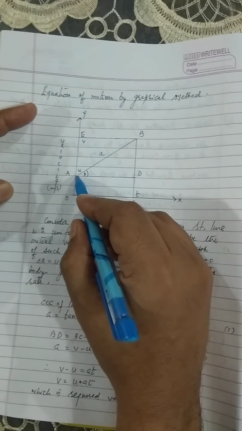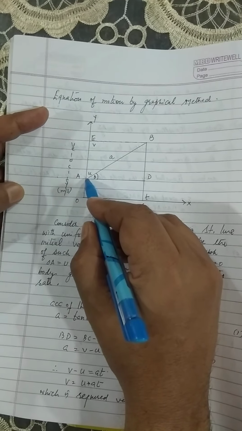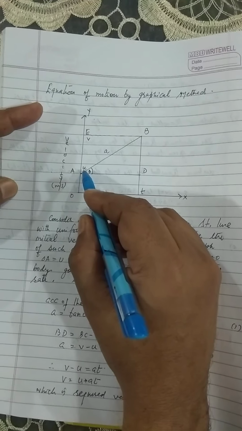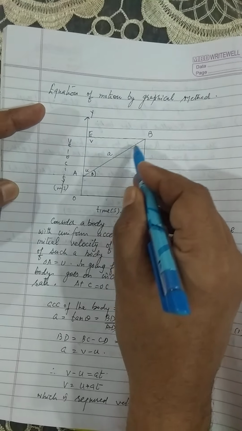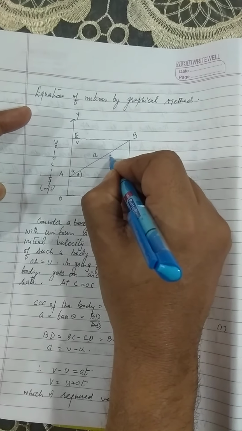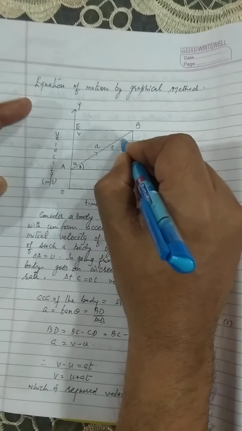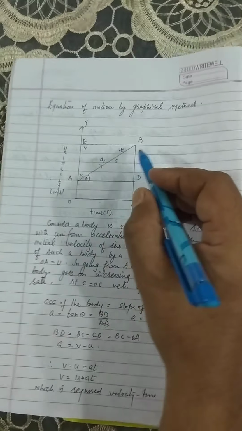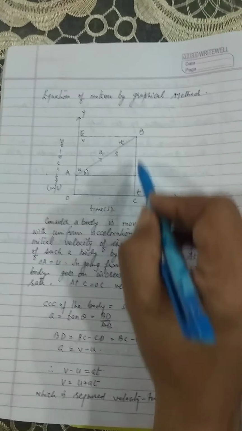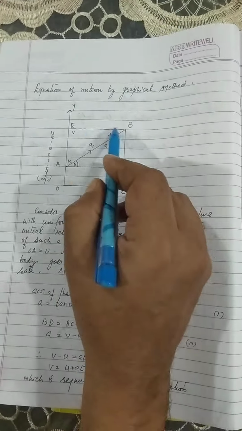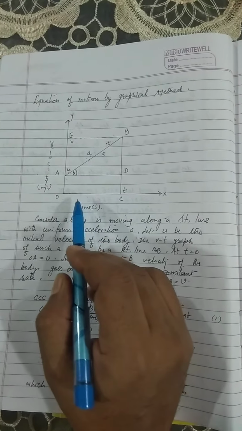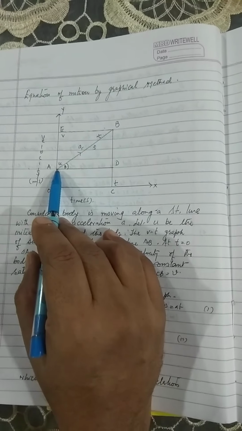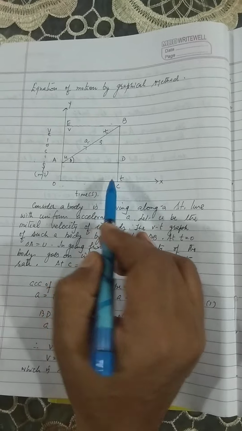Let the initial velocity of the body at A be u meters per second, and let it travel a distance s in time t from A to B with uniform acceleration a. From B, draw perpendicular BC to the x-axis and BE to the y-axis, and draw a line AD parallel to the time axis.